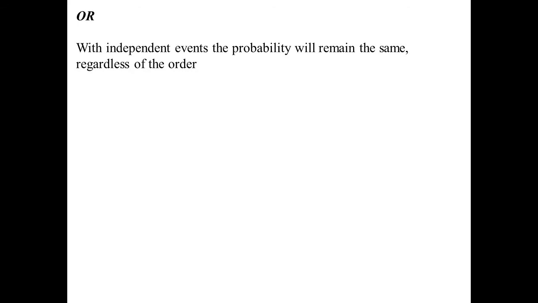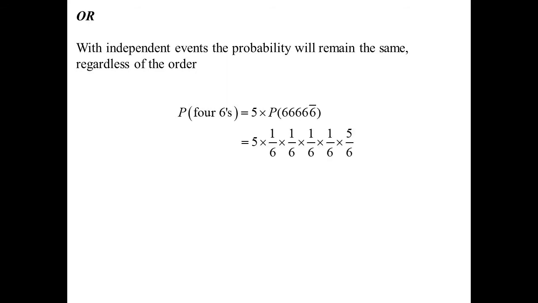Of course, there is an easier way than doing it like that. With independent events, the probability is not going to change just because the order is changing. So I could have just worked out the probability of 6, then a 6, then a 6, then a 6, then not a 6, and multiplied it by 5, because each of those outcomes had the same things. It had 4 6s and not a 6. It was just the order of the not a 6 that was different. That's a lot quicker, because now I can just go 5 times 6 times 6 times 6 times 6, and we get the answer a lot quicker.